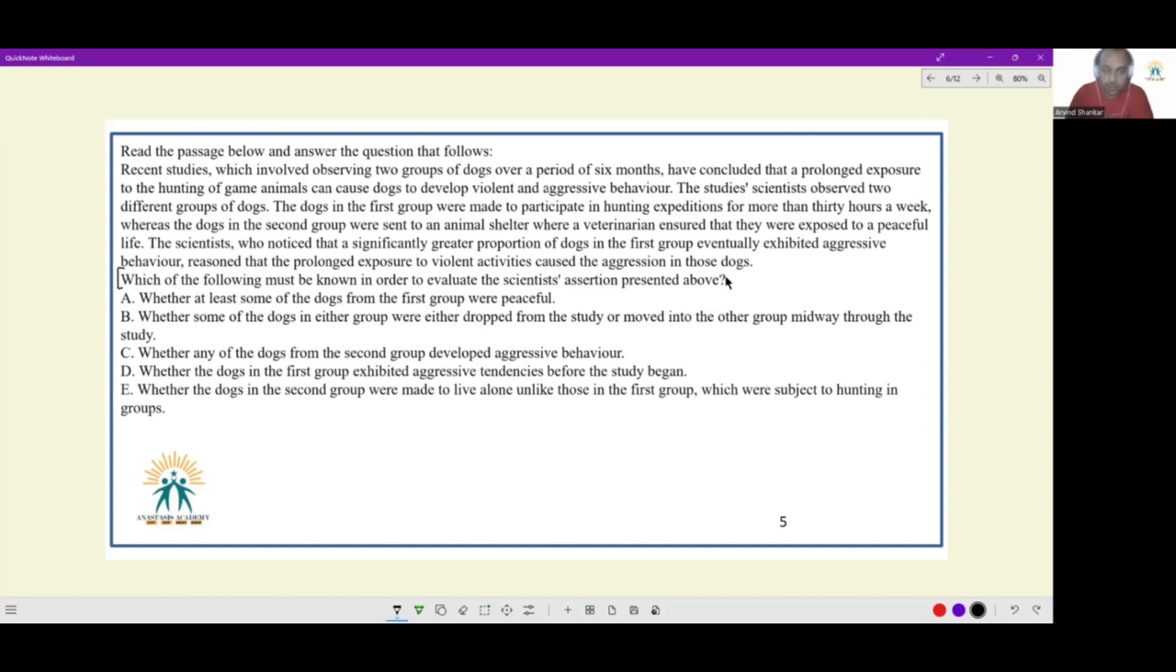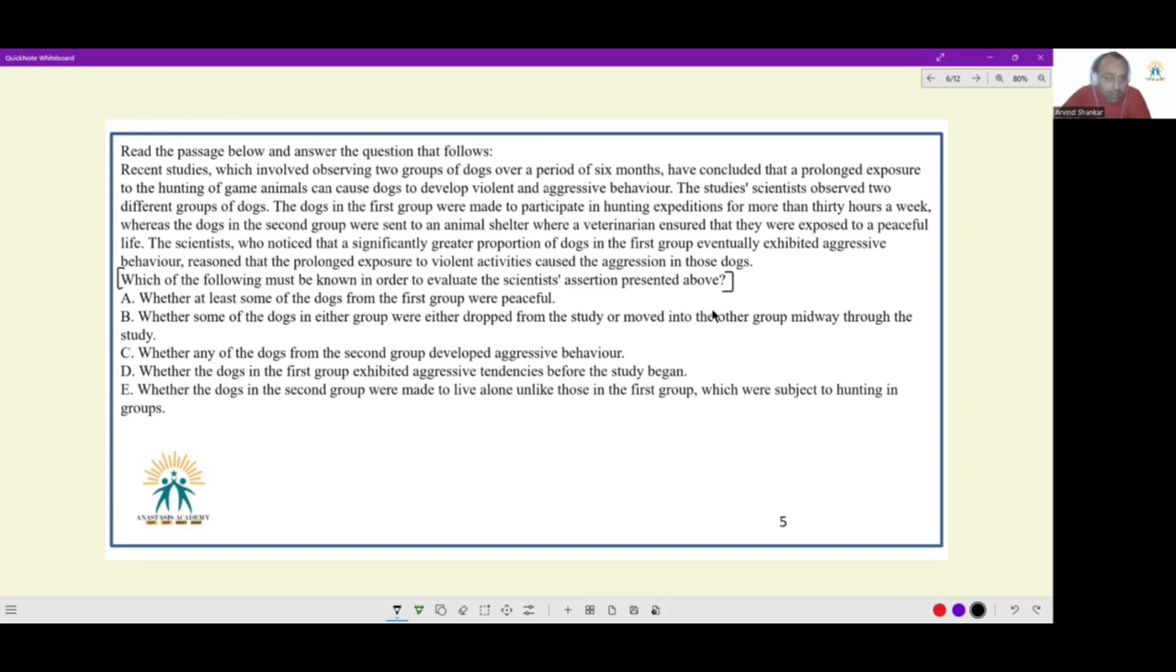So, which of the following needs to be known in order to evaluate the scientist's assertion presented above? Basically, we are looking for an option, the answer to which will help us decide whether the scientist's assertion is accurate or inaccurate. We are not looking to strengthen the assertion, and we are not looking to weaken it. We are looking for the answer to a question, the answer to which will either strengthen or weaken the assertion made by the scientist.